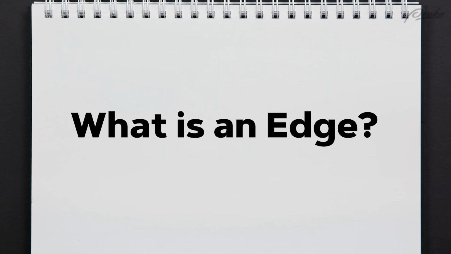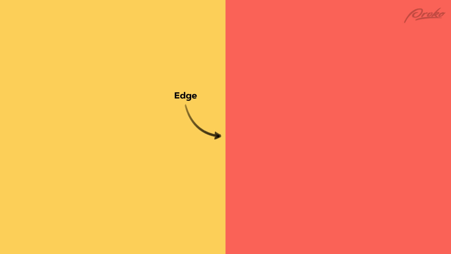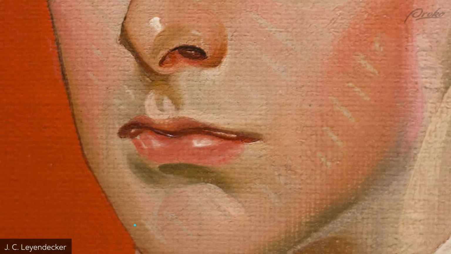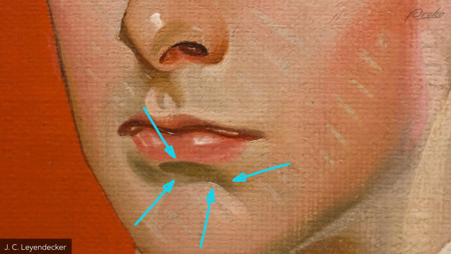So what is an edge? An edge refers to the transition between shapes, and more specifically, how fast the shapes transition from one to the other. There's an edge between all shapes that touch, and one shape can share an edge with several other shapes. They're kind of like borders between countries.